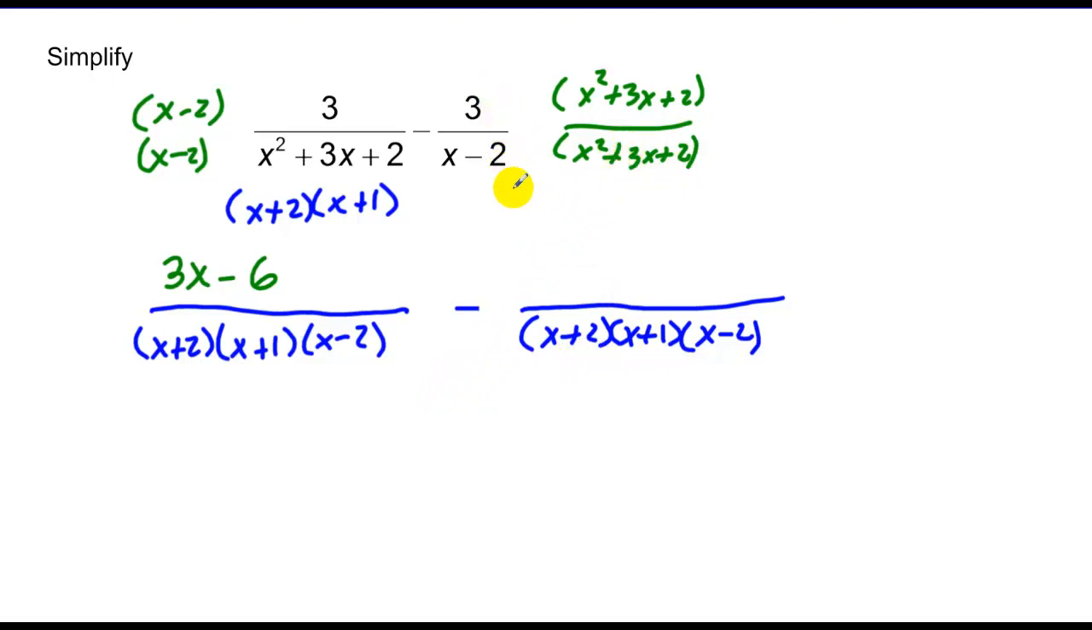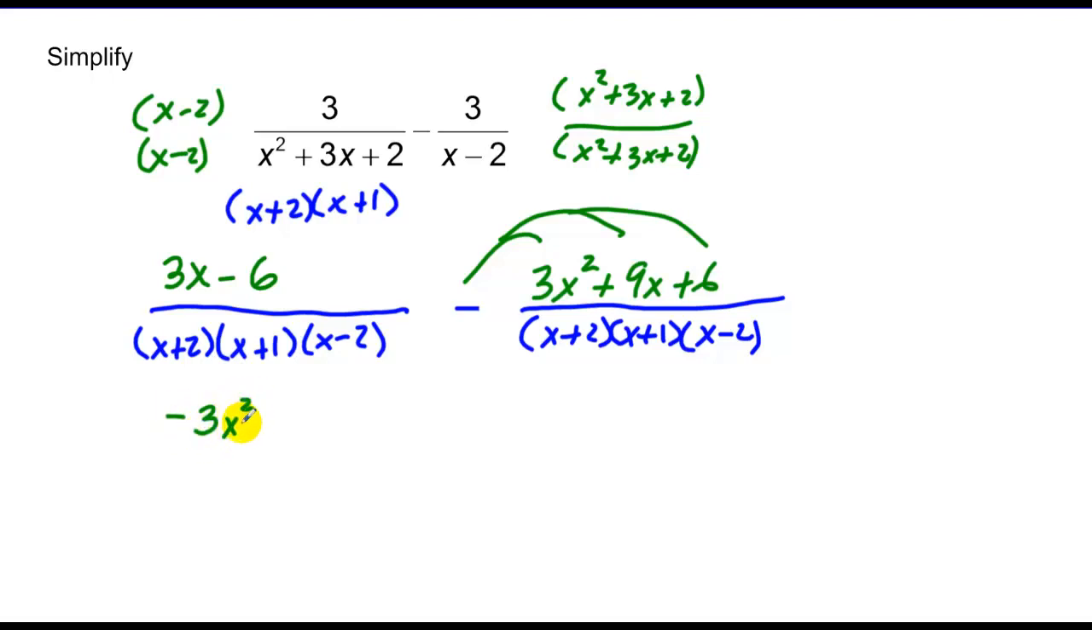So I distribute through, and I have 3x squared plus 9x plus 6. Again, the trick, it's not really a trick, you just have to make sure you do it. Distribute the negative through. So I have negative 3x squared, negative 9 and positive 3 is negative 6, and negative 6 and negative 6 is negative 12. And that's all over my LCD of x plus 2, x plus 1, x minus 2.